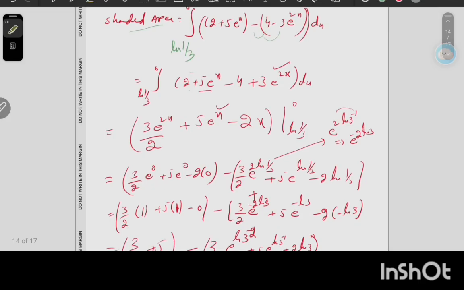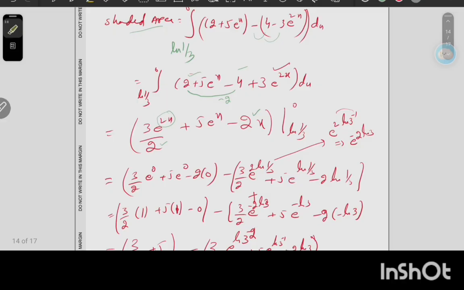After doing this, we have to apply the integration rules. 2 minus 4 will be minus 2. For 3 e power 2x, the integration is 3 e power 2x divided by 2, because the derivative of 2x is 2. Integration of 5 e power x is 5 e power x. And minus 2 integrates to minus 2x.